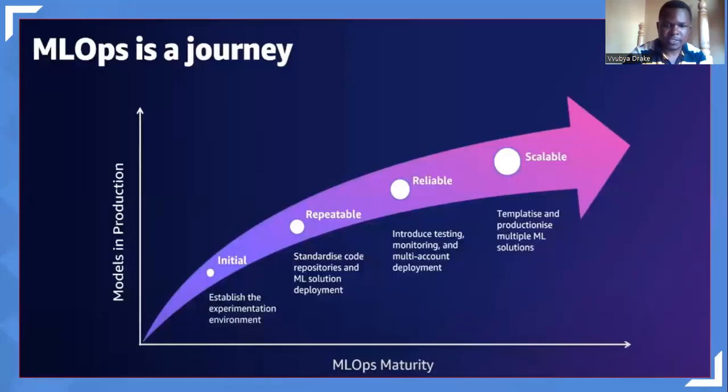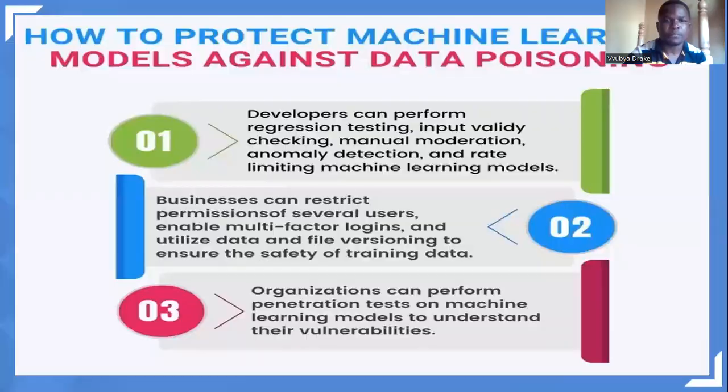Then the journey, that is the MLOps maturity model. First, we're going to establish the experiment environment. It's going to be on GitHub, cloud, or that. Then repeat everything, code repositories, to see if this machine learning solution will really work. Then we test if it is reliable. Then we make sure that it's scalable, that is, can work on every device.